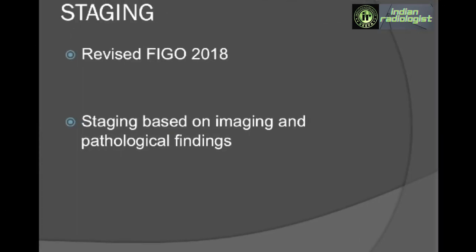Now, coming to staging of the pelvic malignancies, recently FIGO underwent revision in 2018, and it incorporated staging based on imaging and pathological findings when they're available. It is for this purpose that MRI is recommended now to be performed for uterine and cervical cancers, so that a patient is assigned an appropriate tumor stage, which helps to tailor the treatment for her.